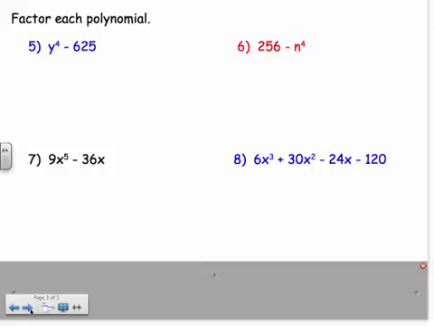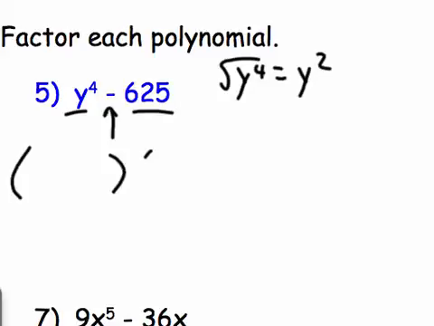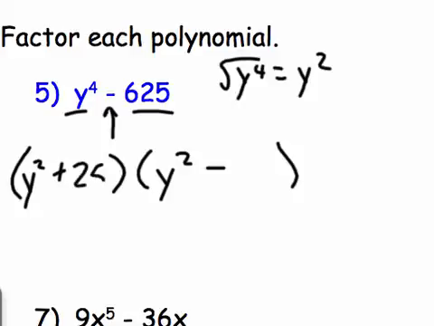Okay, keep going. Got a difference. Good. Squares. I can take the square root of that, right? Square root of y to the fourth is y squared, because y squared times y squared is y to the fourth. Square root of 625, you might need to take that on a calculator if you're not sure, but it is a perfect square. So I got plus minus. We said that's y squared, the square root of y to the fourth, and the square root of 625 is actually 25.